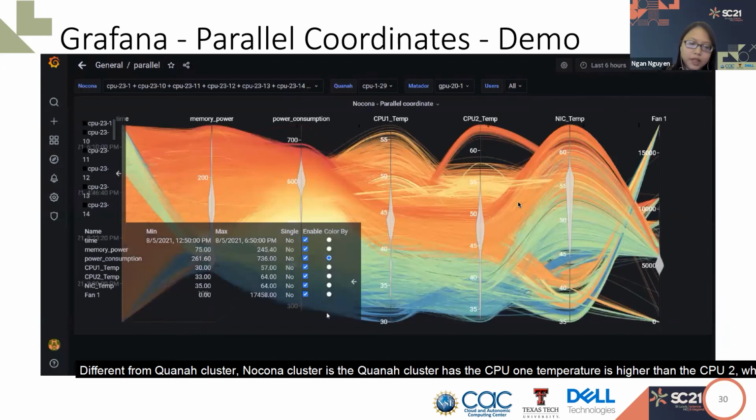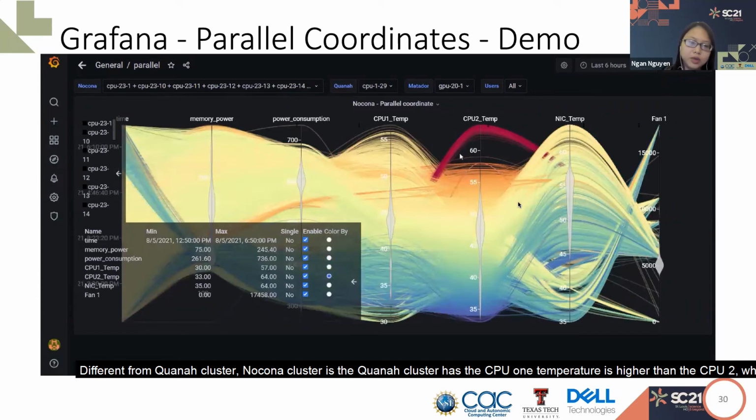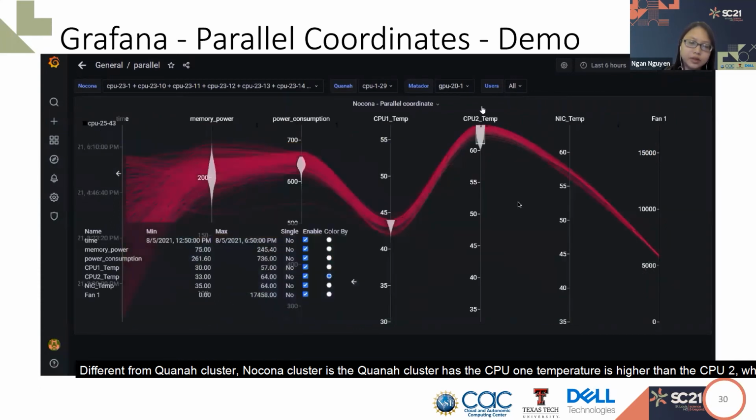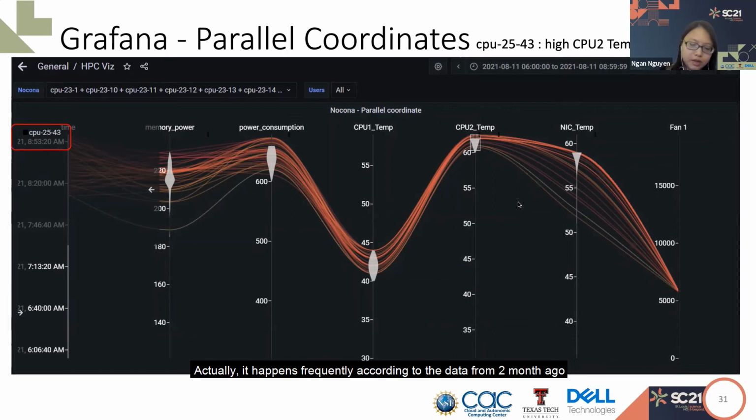The difference between the Quanah cluster and the Nocona cluster is that the Quanah cluster has the CPU1 temperature higher than the CPU2, while the Nocona cluster is reversed. And it's easy to detect the outlier from the CPU2 temperature. Node 2543 had a high CPU2 temperature compared to the other computes. This actually happens quite frequently, according to the historical record, with data from 2 months ago.